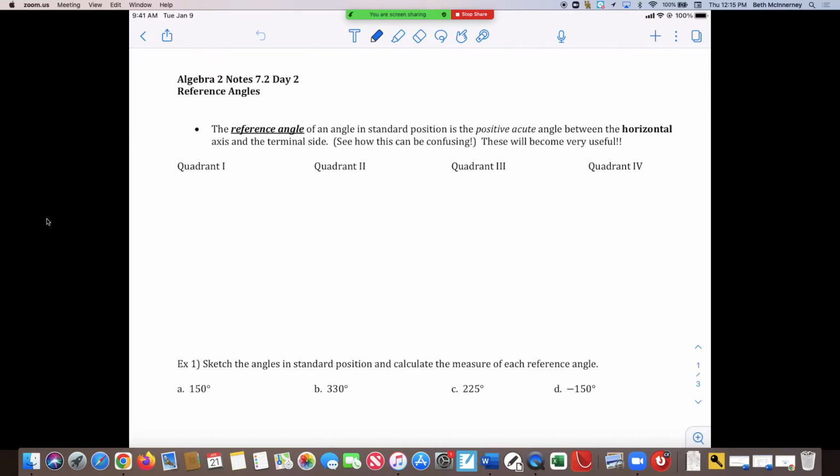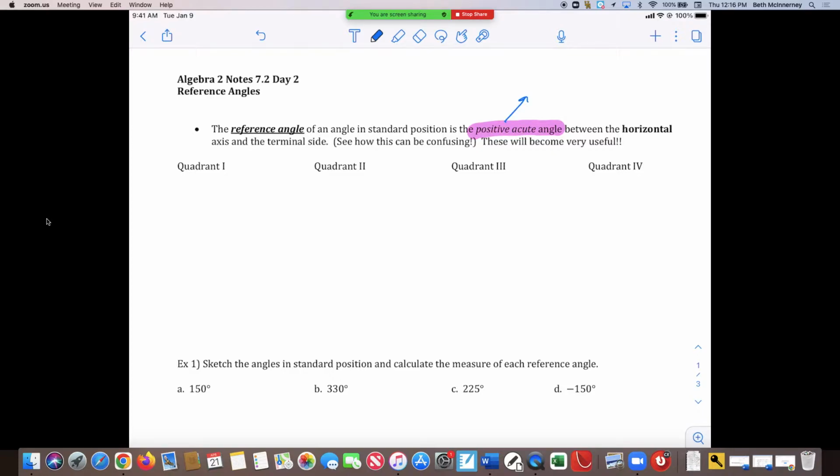2 of 7.2. So we're going to start right off with a definition. It says the reference angle of an angle in standard position is the positive acute angle between the horizontal axis and the terminal side. So today I had you do the table talk on purpose.